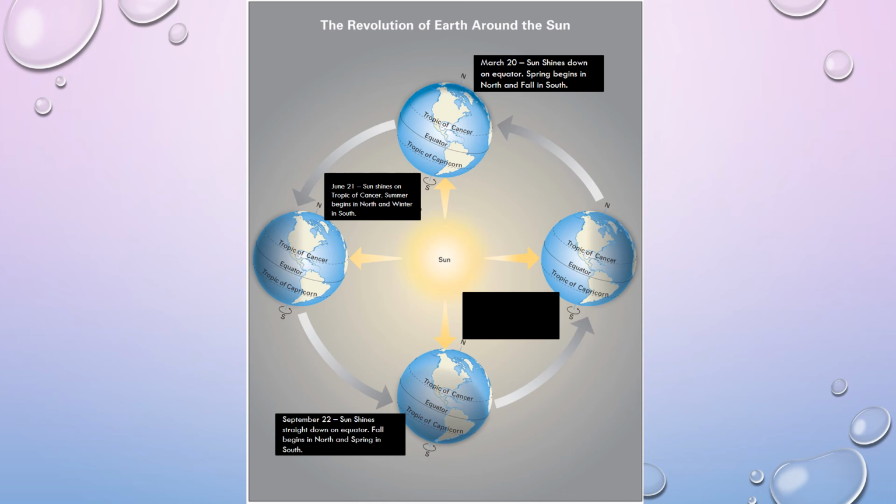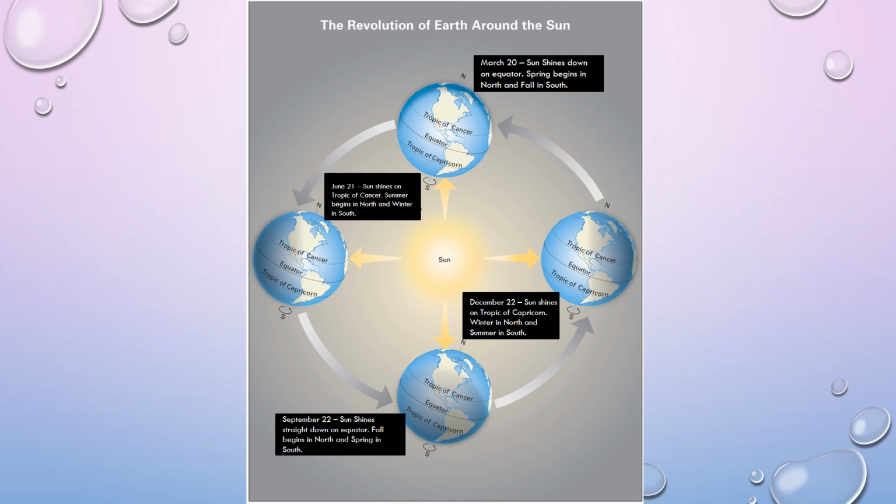Now, every day from June 21st to September 22nd, it was summer in the northern hemisphere and winter in the southern hemisphere. But as soon as September 22nd came, the sun shines straight down on the equator again, and this begins fall in the northern hemisphere and spring in the southern hemisphere.